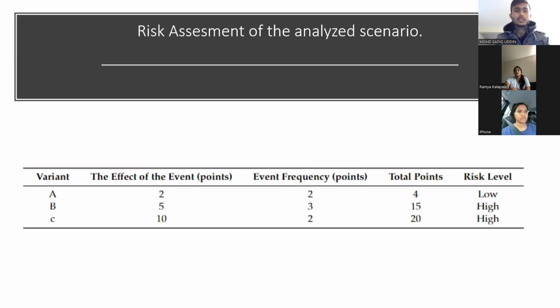Now coming to risk assessment of the analyzed scenario. After carrying out the risk assessment, conduct a risk assessment of the accessed scenario. It should provide more tasks, which should be indicated in the above table. As you can see, it has variant, the effect of the variant, effect of the event frequency, total points, and the low high values. Now the risk was computed and grouped in the applicable cells, and the risk assessment matrix after the points in the table were assigned.